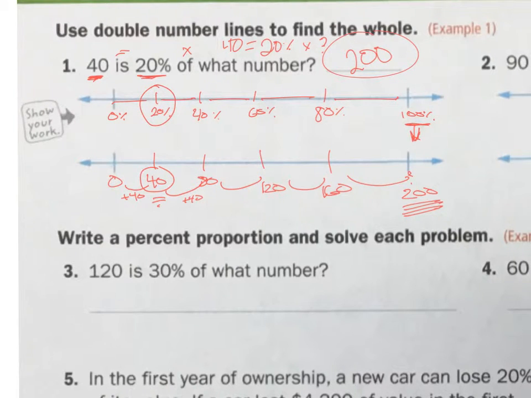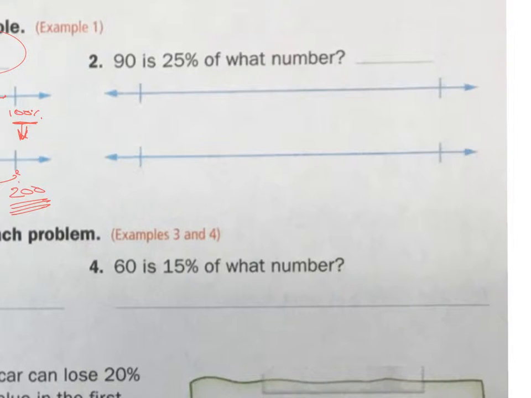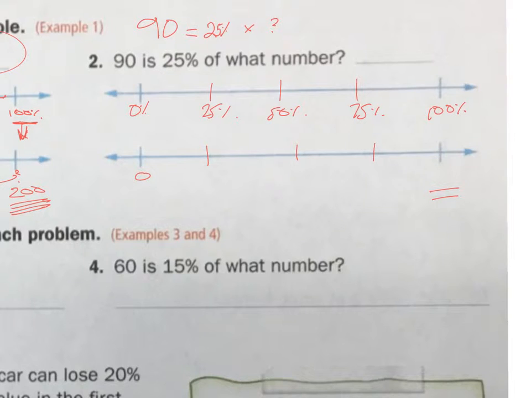Let's go over here, do another one. 90 is 25% of what number? 90 equals 25% times something. I'm looking for this. Okay? This is 0%. This is 100%. Anything with 0% is 0. Now, 25, I know 25 goes evenly into 100. I can go 25, 50, 75. These are all percents.